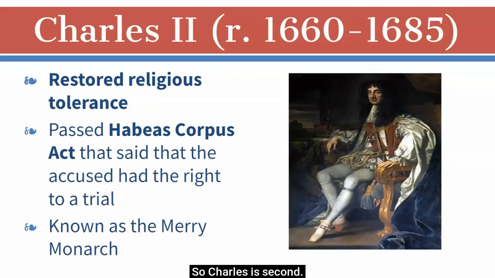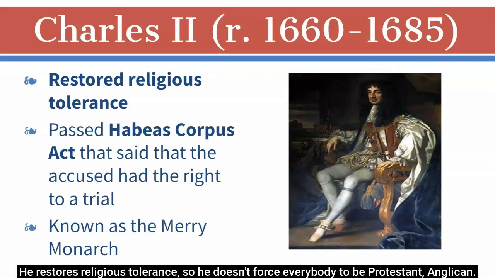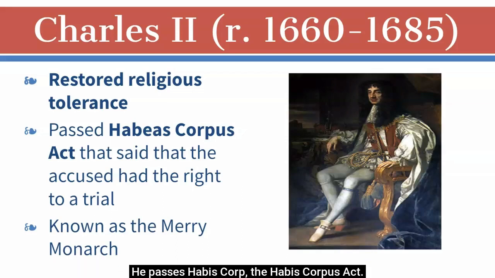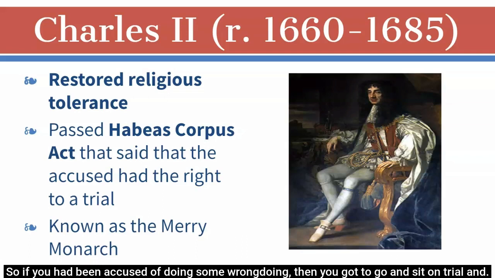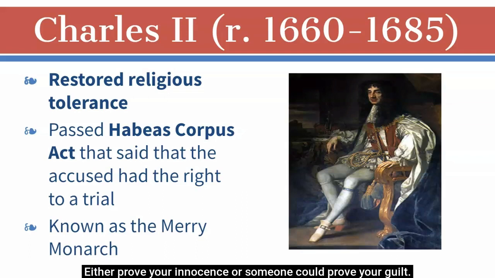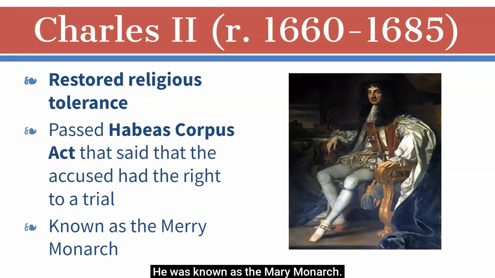All right, so Charles II, he rules from 1660 to 1685. He restores religious tolerance. So he doesn't force everybody to be Protestant Anglican. He passes the Habeas Corpus Act, and that act said that the accused had the right to a trial. So if you had been accused of doing some wrongdoing, then you got to go and sit on a trial and either prove your innocence or someone could prove your guilt. He was known as the Merry Monarch.